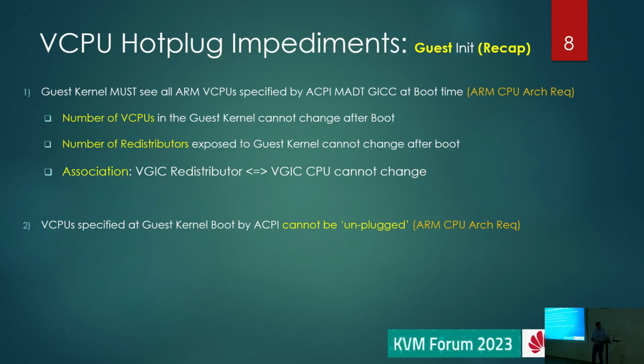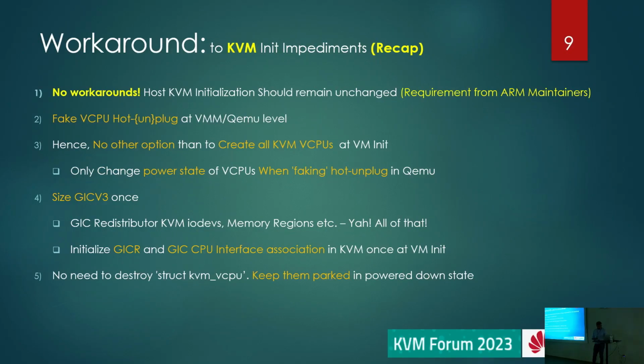The same thing happens with the guest kernel, where the same kind of constraints exist in the CPUs, redistributors, and the associations. So we cannot change any of these. These are red lines. Getting into the workarounds, there's no workaround at all in the case of the KVM host as well as the guest kernel. We actually have to get everything the way they are, so memory regions and everything get initialized the way they are expected. The only thing we are tweaking right now is the power state.